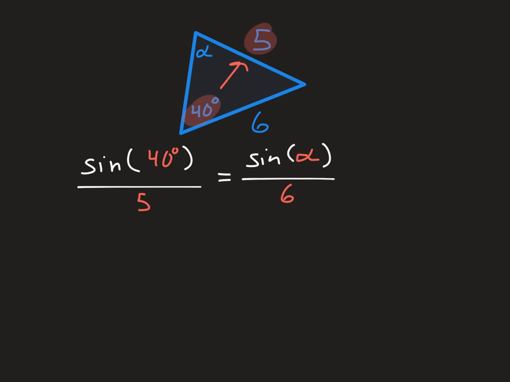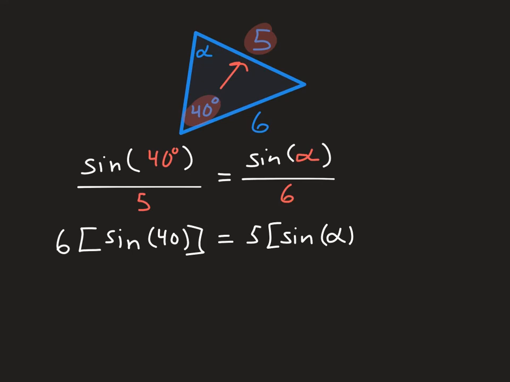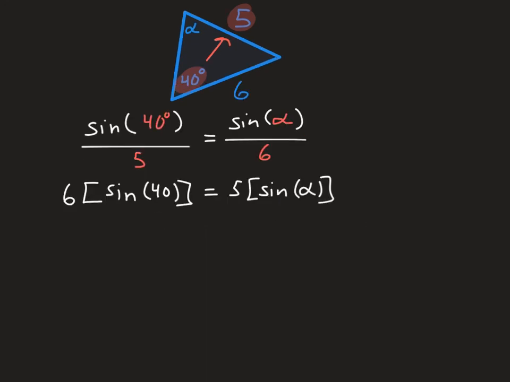From here, I can cross multiply. So I have a 6 times the sine of 40. And that's equal to 5 times the sine of alpha. And from here, I could maybe go to my calculator and start calculating 6 times the sine of 40, but I might be thinking ahead and thinking, okay, well, I'm going to be solving for an unknown angle. I'm trying to find alpha, which is an unknown angle.